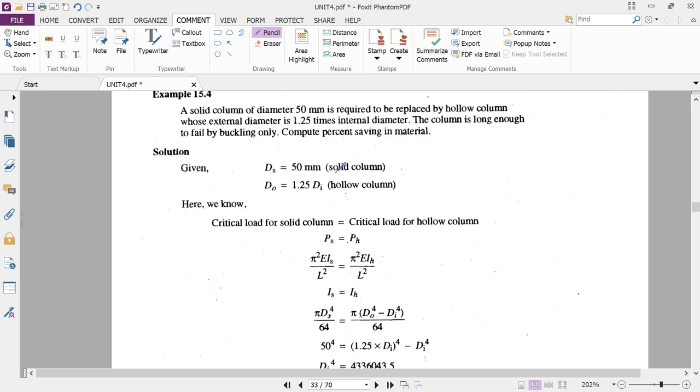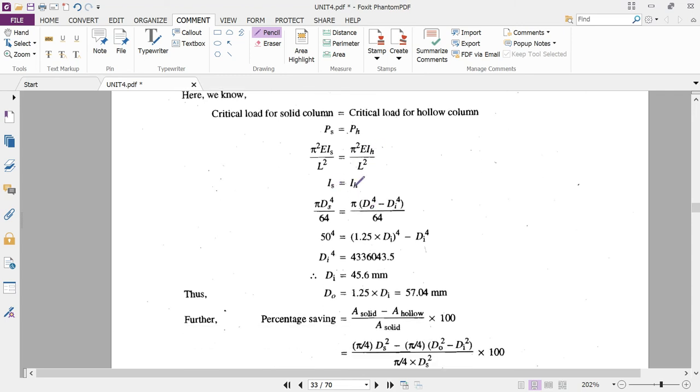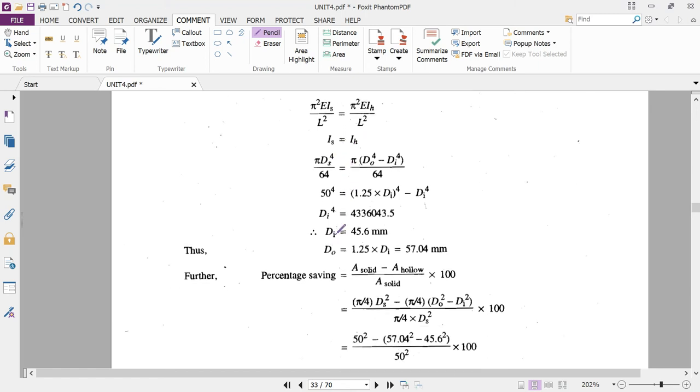Okay, so what are the conditions? d_s, the diameter of the solid, is 50 mm. Then d_o, the external diameter, is 1.25 times d_i. These are the two conditions applicable. Now we know that the critical load of the solid column is P_s and the critical load of the hollow column is P_h. So we have to compare these crippling loads: pi square EI_s by L square, pi square EI_h by L square, with P_s equal to P_h. So compare this, put the values of d_s and d_i, and finally we will get d_i equal to 46.5 and d_o equal to 57.04.